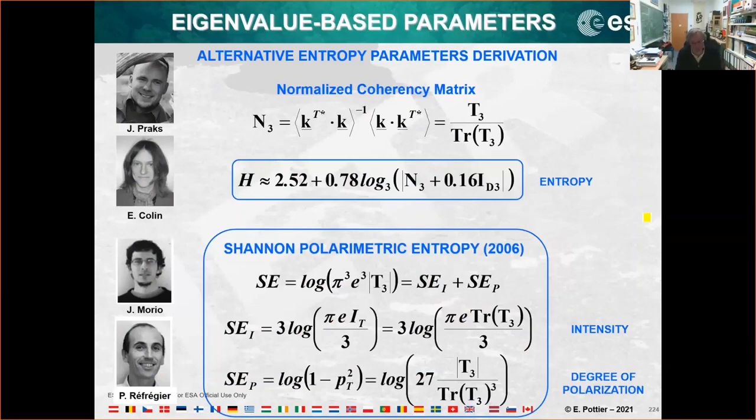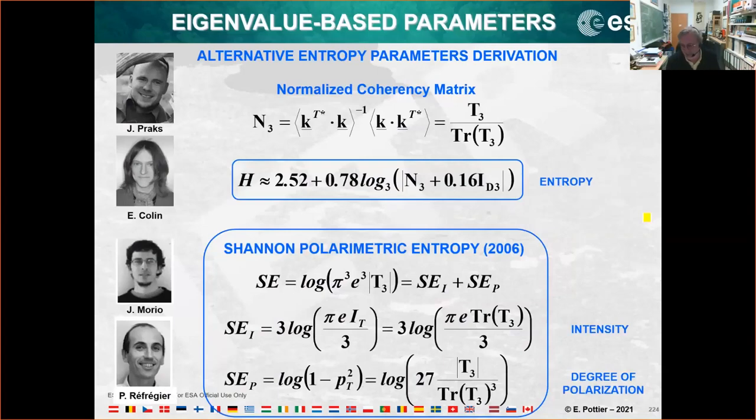Shannon entropy is related to the information theory we have in communication. In such a case, this entropy can be split in two parts. The first part corresponds to the change of the intensity during the acquisition by the radar, and the second part is linked to the degree of polarization of the wave during the acquisition. So you can see what is changing due to the change of intensity and what is changing due to the change of polarization.